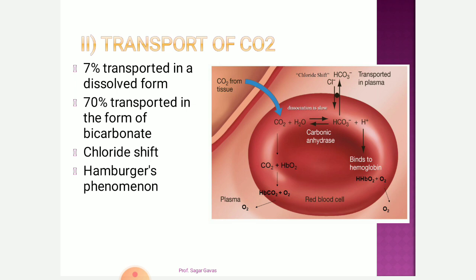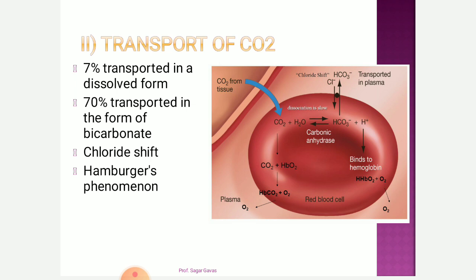In the diagram you can make out that carbon dioxide is released from the tissue. Now that carbon dioxide is going to combine with water within the RBC. You can see carbon dioxide and water combine and form carbonic acid. Now that carbonic acid is going to dissociate into two parts, that is H plus ion as well as bicarbonate ion. So in the first reaction, carbon dioxide combines with water to form carbonic acid. Now the carbonic acid dissociates into two parts, that is bicarbonate ion and H plus ion.